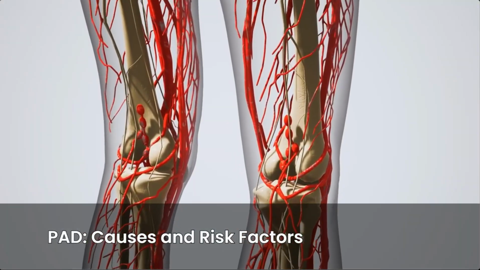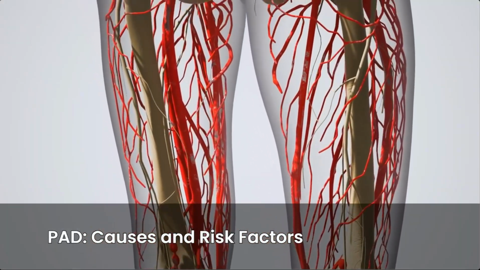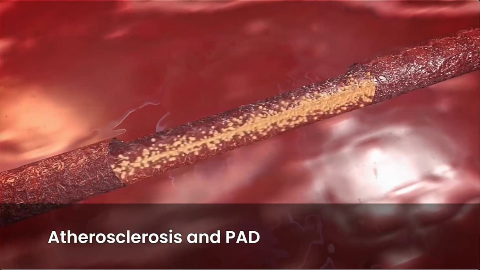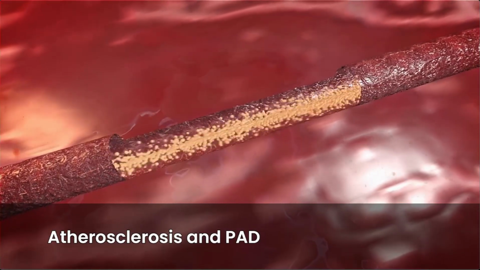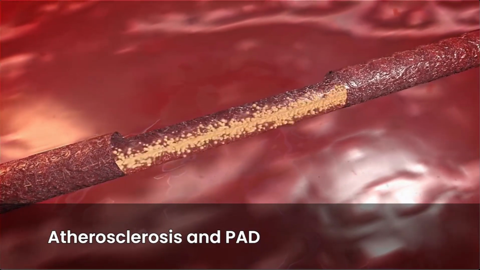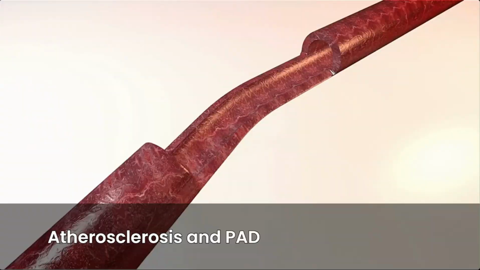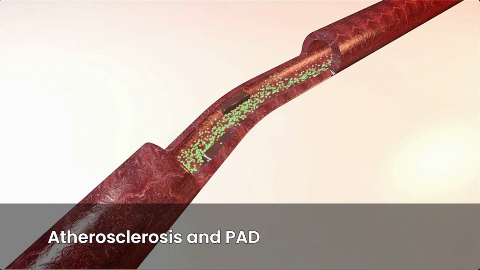The silent culprit: understanding PAD's causes and risk factors. Atherosclerosis stands as the most common cause of peripheral artery disease. This process begins when an excess of cholesterol in the bloodstream, along with other substances, forms deposits called plaque on the artery walls. Over time, this plaque hardens and accumulates, causing the artery to narrow or become blocked entirely, thereby significantly reducing blood flow. In some instances, a plaque can rupture, triggering the formation of a blood clot that further obstructs the artery and severely impedes circulation.